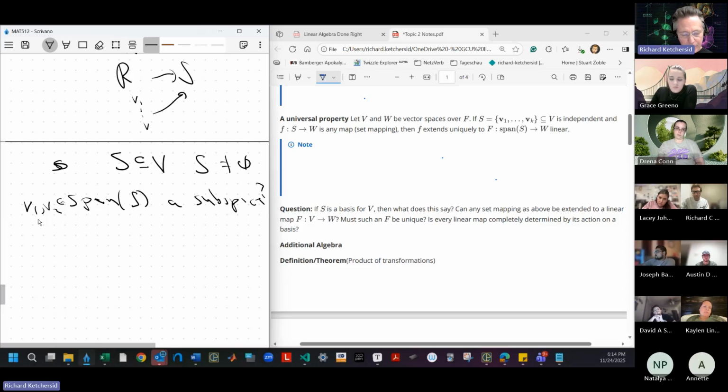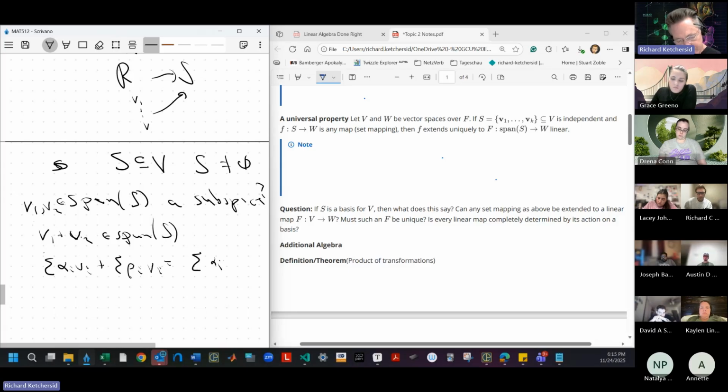So if I take 2 things in there and add them together, is this in the span? Because this thing is just a sum of stuff in S, and this is a sum of stuff in S. I'm taking 2 sums, it's going to be a sum of stuff in S. That's not a formal proof, but that's a proof, right? To write it out formally, I may say this is summation alpha i v_i, this is summation beta i v_i. So I put them together, I get summation alpha i plus beta i, v_i. That would be sort of a formal proof, but the idea is pretty clear.